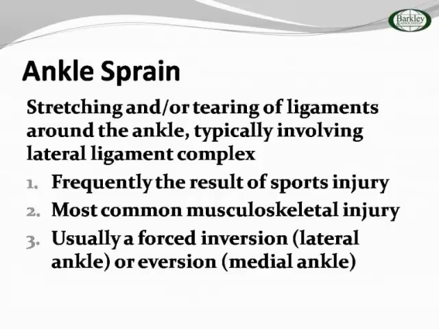Now we're going to look at an acute condition called ankle sprain. Ankle sprain is a good example of a result of sports injury, the most common musculoskeletal injury. Usually a forced inversion, such as a lateral ankle, or eversion, medial ankle.